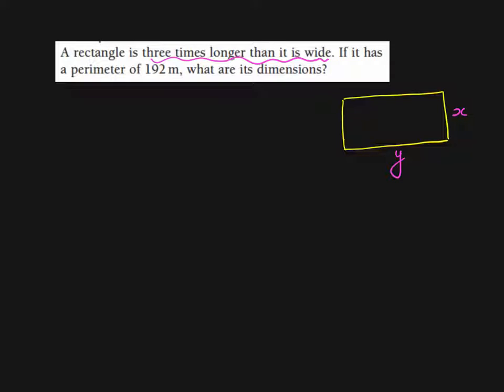What do I see? Or what am I told? I'm told that the length is 3 times as much as the width. So it's 3x. I can write it as 3x. Now I continue reading. If it has a perimeter of 192, what are its dimensions? This is my equation. My equation is perimeter is 192.